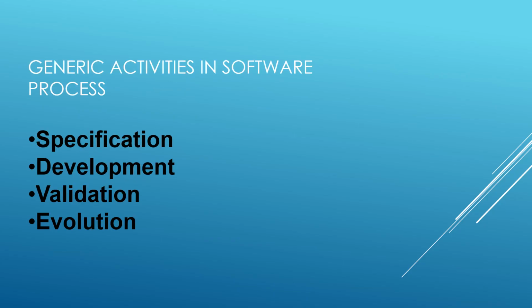So there are general activities in a software process. The first one is specification: figuring out what the system should do. Then development: designing and coding the software. First of all, you must know the objective of the project, and then you start the second phase, development. The third one is validation. Once you have completed the development phase, you start testing to ensure the system works as intended, according to the expectations set in the specification phase. The last one is evolution: updating and changing the software as requirements change.